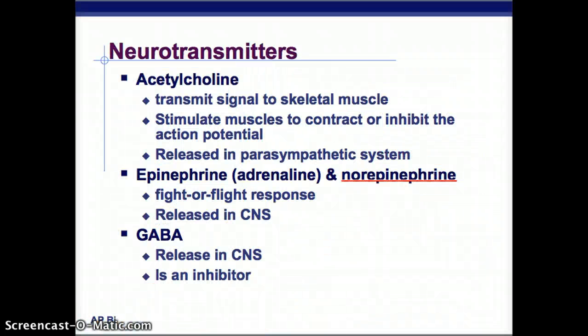Alright, the neurotransmitters you need to know, one is acetylcholine, which transmits the signal to skeletal muscle. And so it'll stimulate the muscles either to contract or inhibit the action potential. And acetylcholine is released in the parasympathetic system. We'll talk about what that looks like in a bit. Then epinephrine, which is adrenaline, or norepinephrine, causes our fight or flight response, and that's released in the central nervous system. GABA is released in the central nervous system and is an inhibitor.